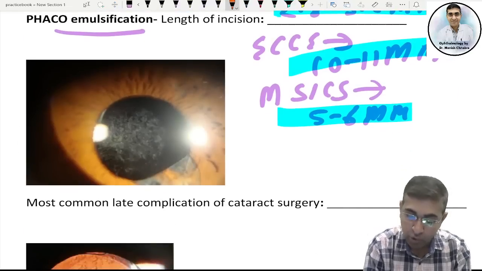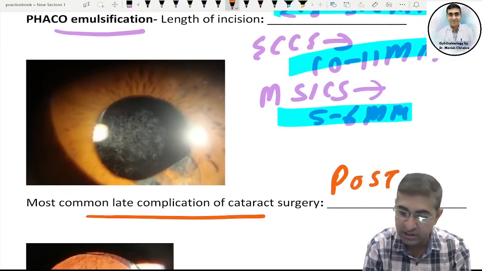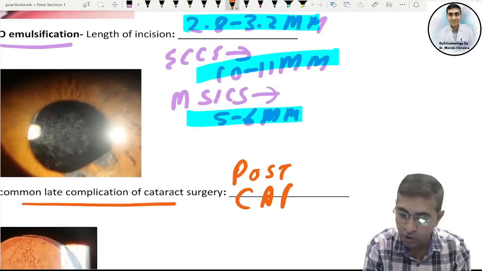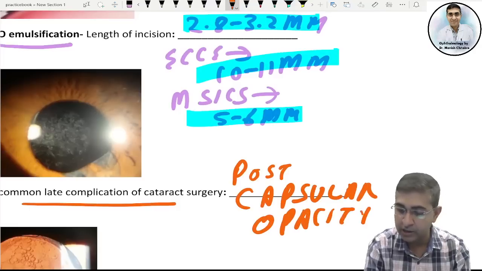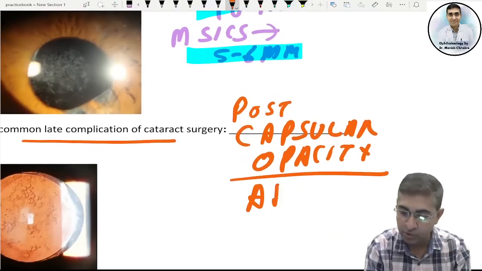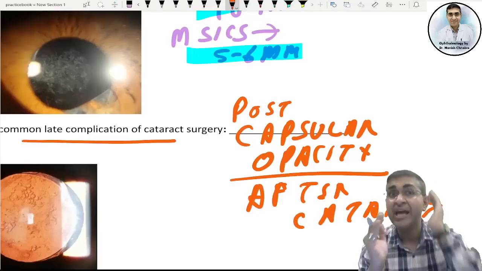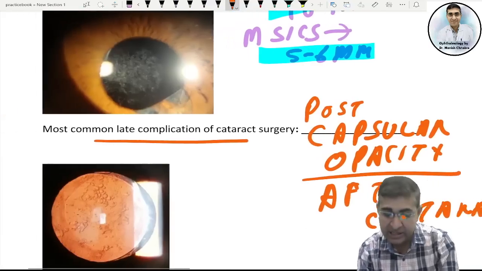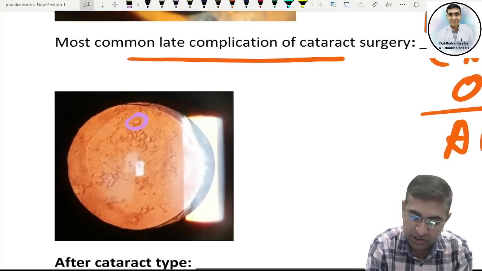Okay, now what is this? This is your most common late complication of cataract surgery. What do you call it? You call it posterior capsular opacity, or the other name is after cataract. It can be of two types. One is Elschnig pearls, another is Soemmering ring. Yes, so here you can see, can you see the small pearly thing which is seen in the lens?